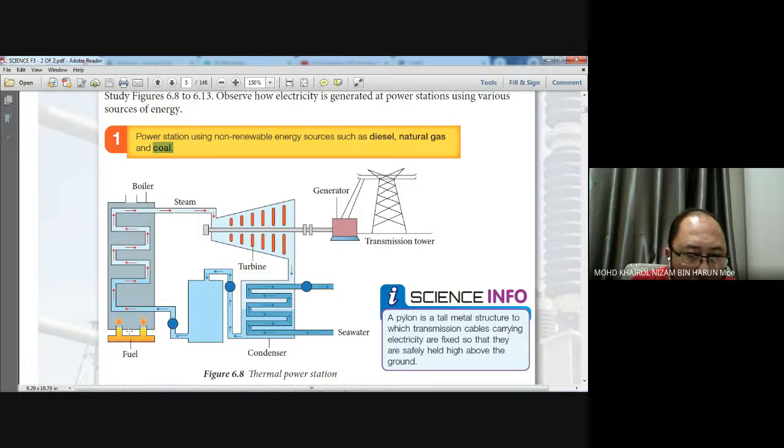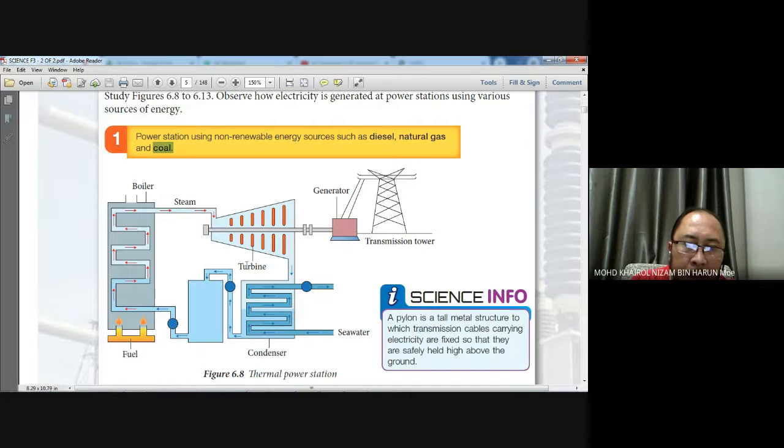So we use fuel here, and then this fuel will be at a high temperature and produce heat energy. What will happen is it will heat the water inside the boiler. When water is heated, it will produce steam at high temperature. This steam will enter into the turbine, and because of the high temperature and high movement of steam, it will move the turbine.